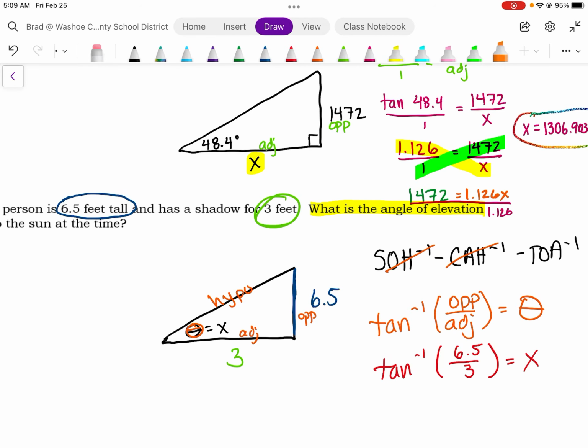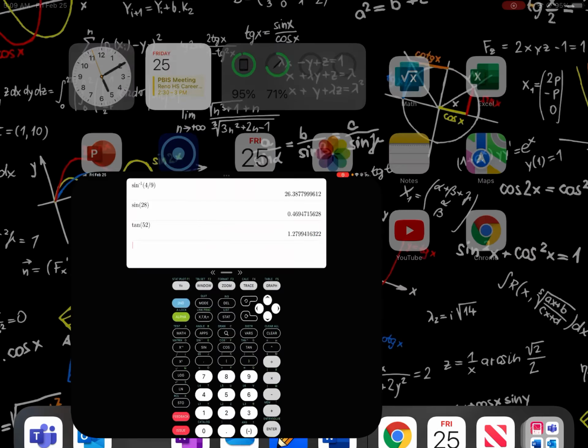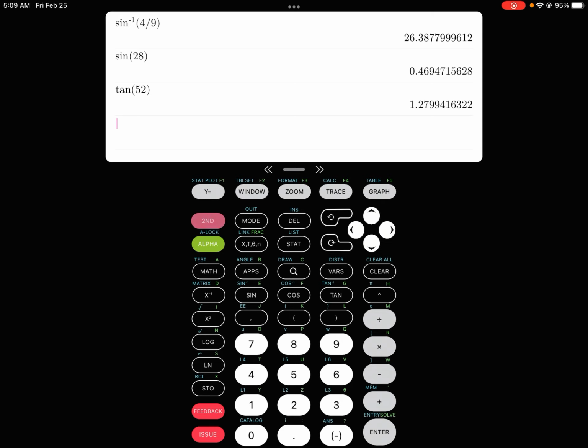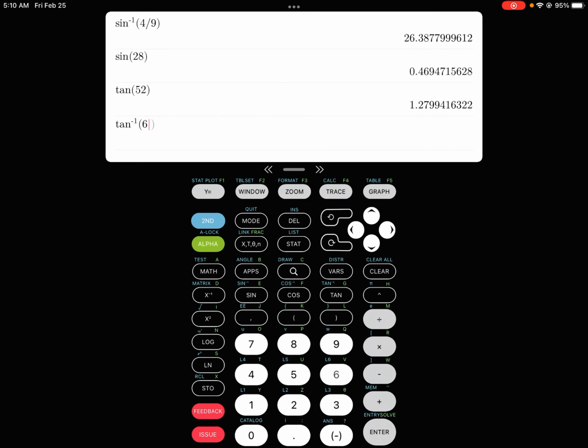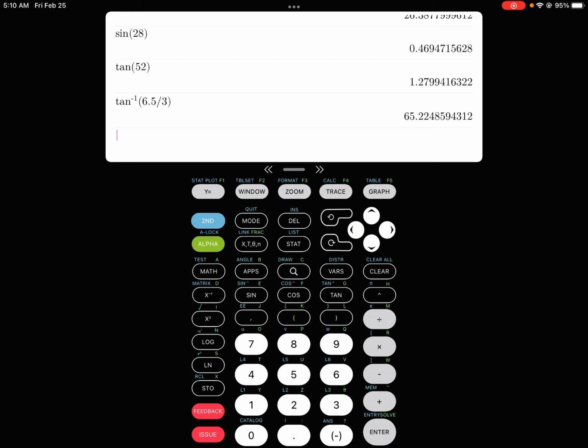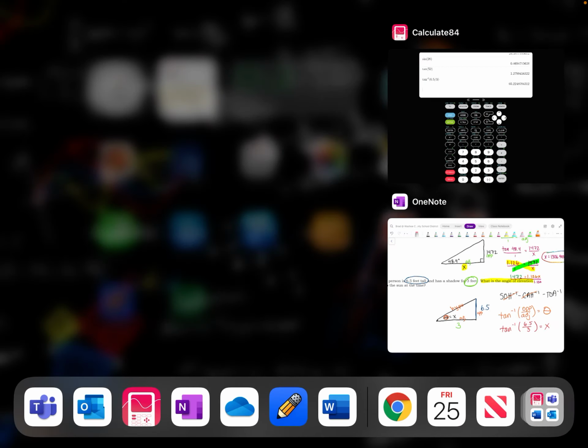So this one is an inverse, so let's go ahead and take a look at that just in case we haven't seen that yet. So I hit second tangent to get that. And I already forgot what it was. It must be early. So 6.5 divided by 3. And we see 65.22. Now, generally with degrees, you round pretty close to the nearest degree or nearest tenth. So we're just going to say 65.2.